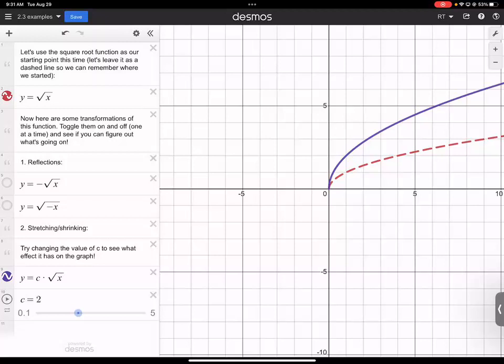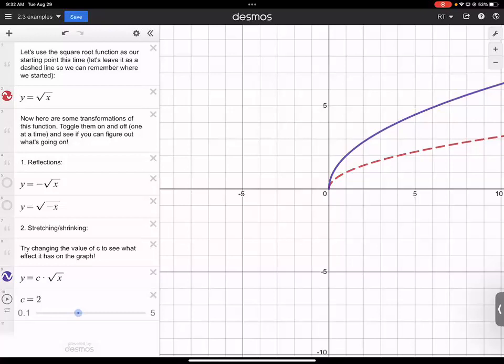So this purple graph, that's 2 times the square root of x. That's taller, faster. Somebody in the last class said sharper, I think, steeper. These are all words you could use to describe how that compares to the original thing. It's stretched vertically so that it sits up higher. Everything happens faster, it's steeper.